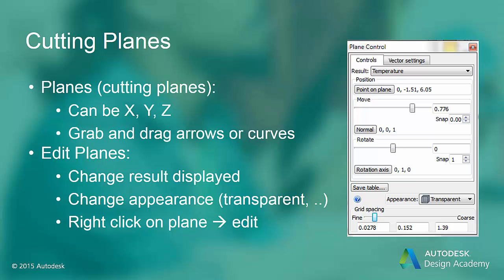Cutting planes are 2D slices through the 3D volumes. These planes can be oriented in any direction. You can right-click on the plane and choose X, Y, or Z. You can also use the mouse to grab the arrows or curves of the plane to drag the plane anywhere you want. You can edit the planes, change the result that is displayed on the plane, change the appearance of the plane, and change the location of the plane.